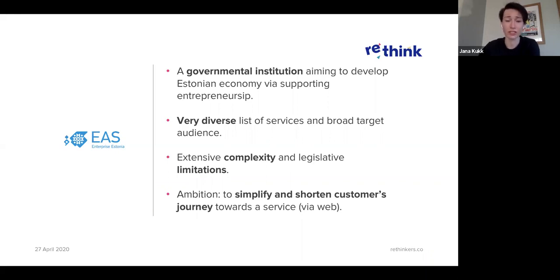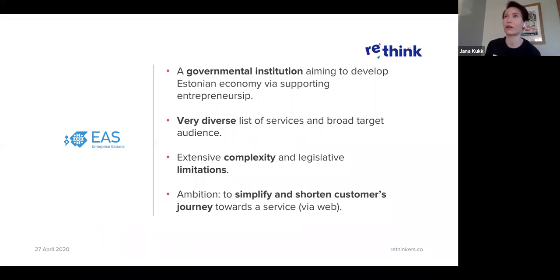Everything they do is for business organizations. And these business organizations are quite different, but in the beginning of the project, we agreed that within the framework of this project, to make it a bit easier, we would be targeting only Estonian companies. So no foreign companies are in scope. And the ambition was actually to simplify the offering, simplify the customer journey.